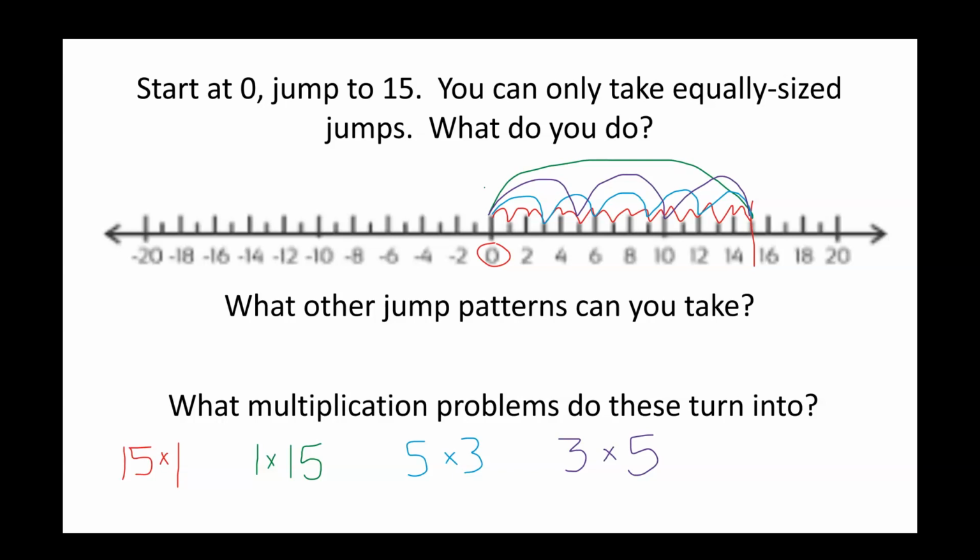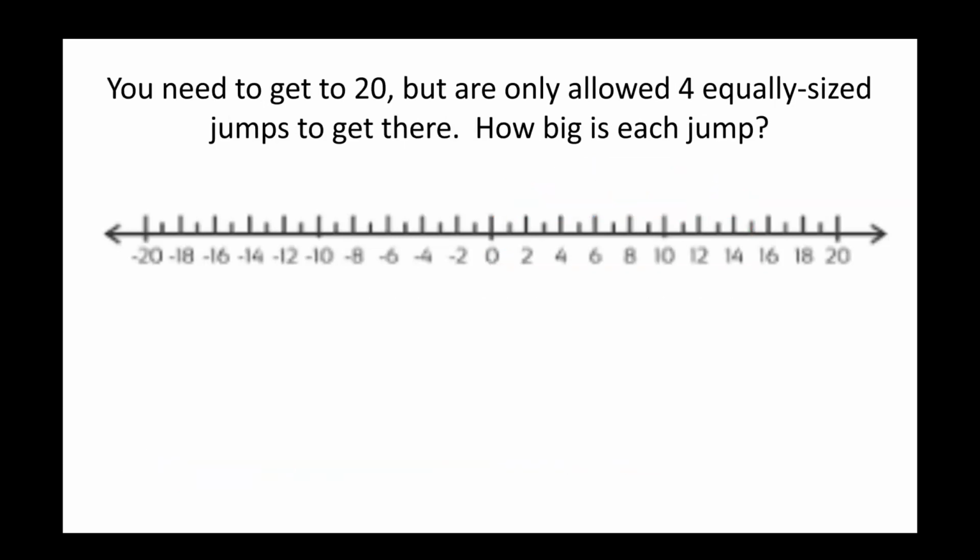What if we reverse this? How would we do this with division? Let's say that you need to get to 20 from 0, but you're only allowed to take 4 equally sized jumps. How big is each jump? If we're only allowed to take 4 equally sized jumps, then each jump will have to cover 5 steps. 0 to 5, 5 to 10, 10 to 15, 15 to 20.